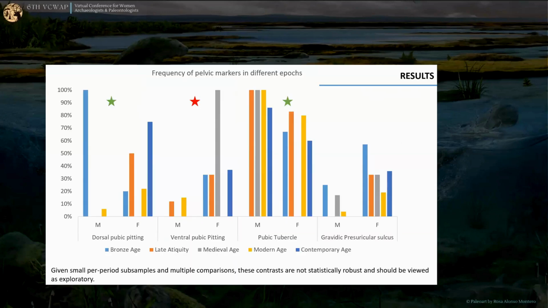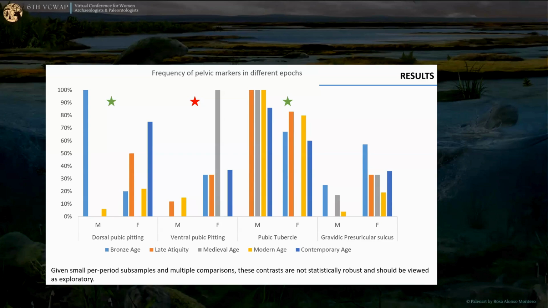Of course, I can show all the results, but just some of the most important. Here we try to stratify by historical period to show whether the scarring worked in the same way in all the different historical periods between males and females. And most pelvic features remain remarkably stable. Only some of them, dorsal and ventral pubic pitting and extended pubic tubercle, show suggestive differences across periods.